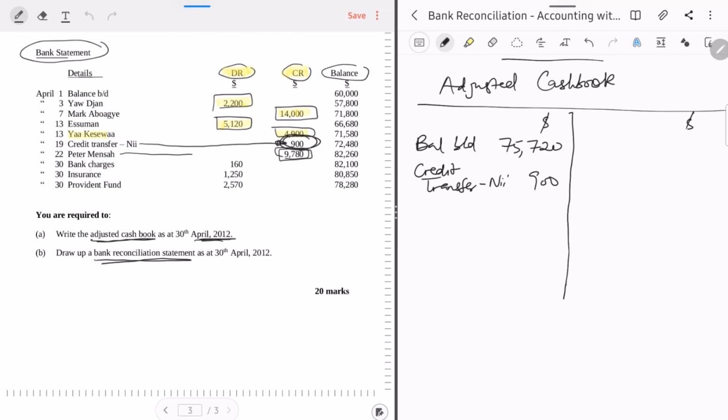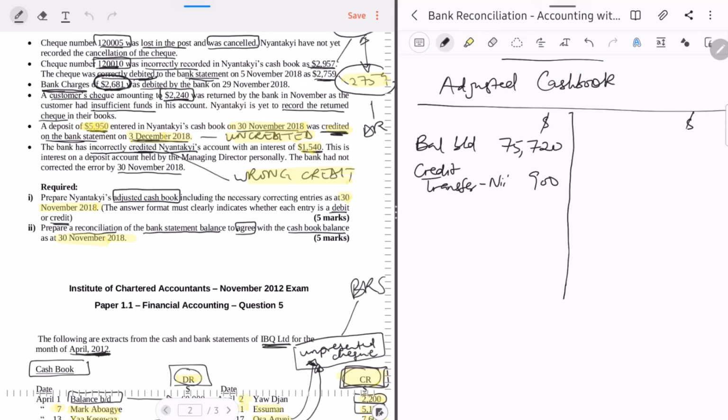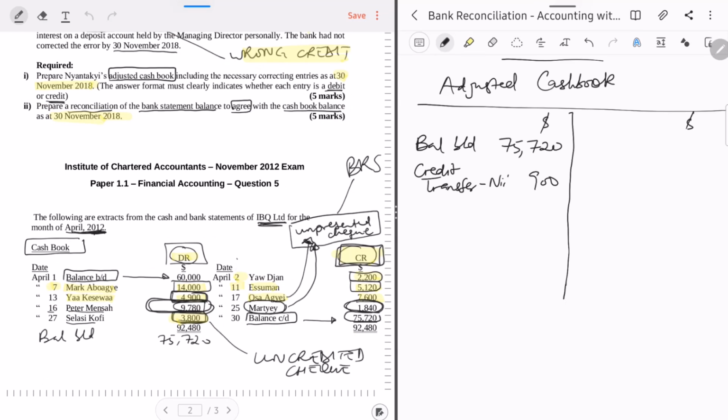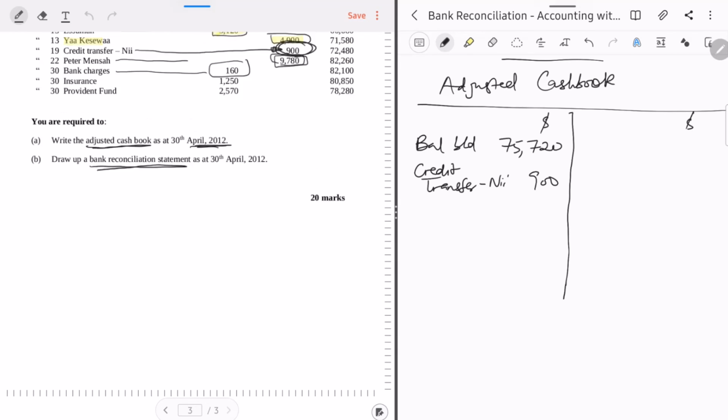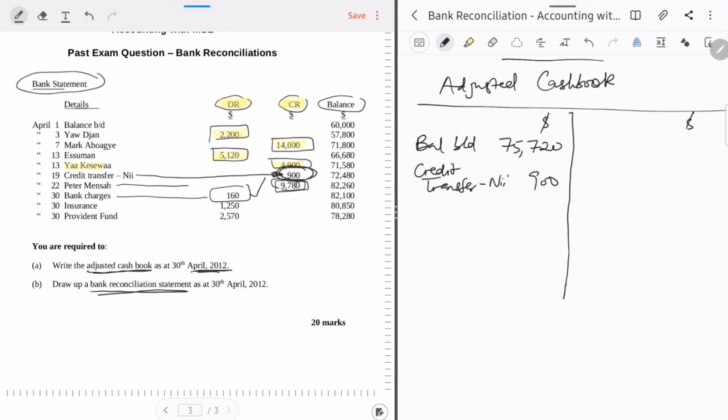Then we come to the debit side. We have bank charges of 160. There are no bank charges on our credit side. As you can see here, there are no bank charges. So it means if the bank has debited us 160, we need to what? Credit our account. So I was about to write credit. So bank charges of 160.